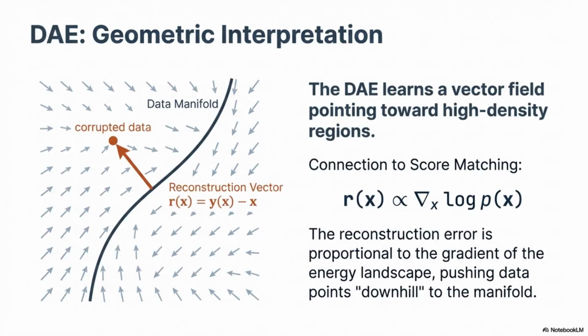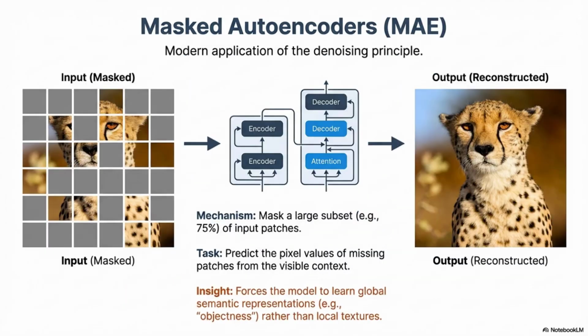This all leads to a really beautiful, geometric way of thinking about it. What the denoising autoencoder is really learning is a vector field. Each one of those little gray arrows is a direction. So if you drop a corrupted data point anywhere off the path, the model has learned which way to push it to get it back onto that high-density data manifold. It's basically learning the energy landscape of your data, and it always knows how to move downhill towards the most likely, most stable configurations.